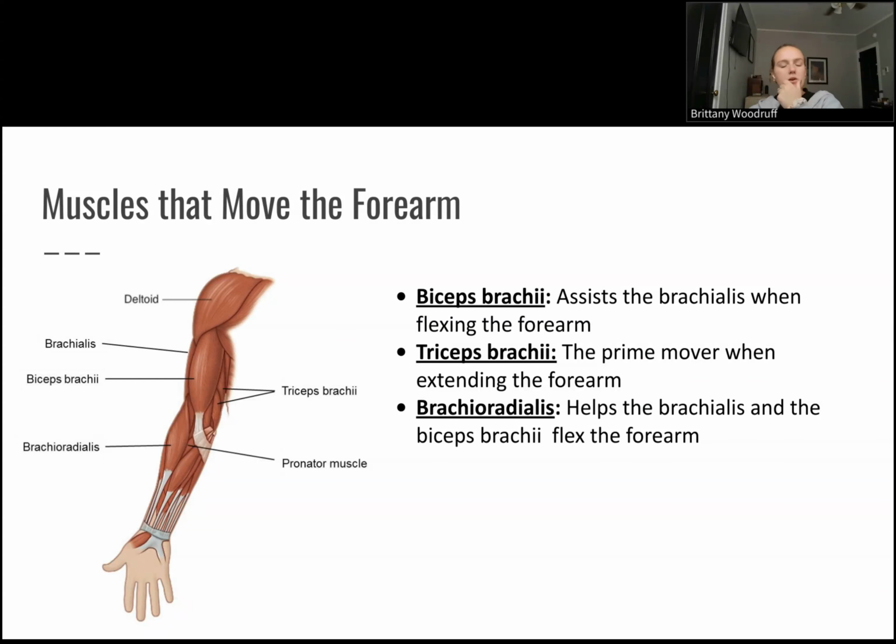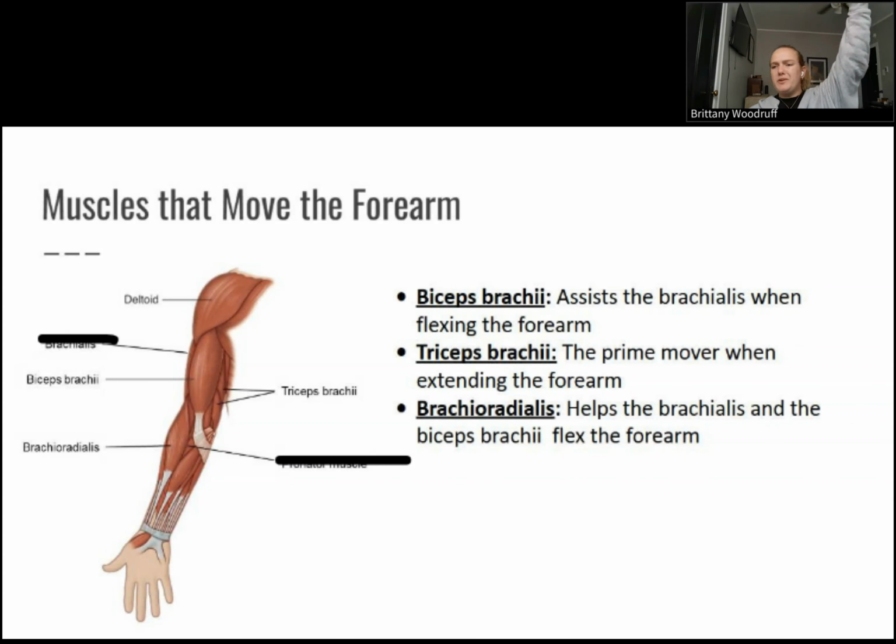Next, looking at muscles that are going to move the forearm. You do not need to worry about knowing the brachialis or the pronator muscle. Just know these three. The first one is your biceps muscle, found on the upper part of your upper arm. Your biceps brachii are responsible for flexing your forearm, like going to the gun show.